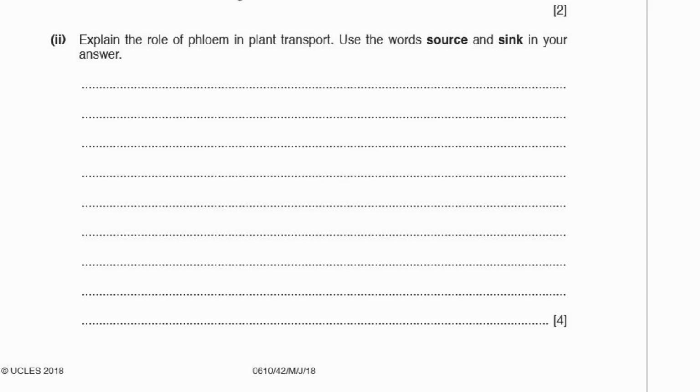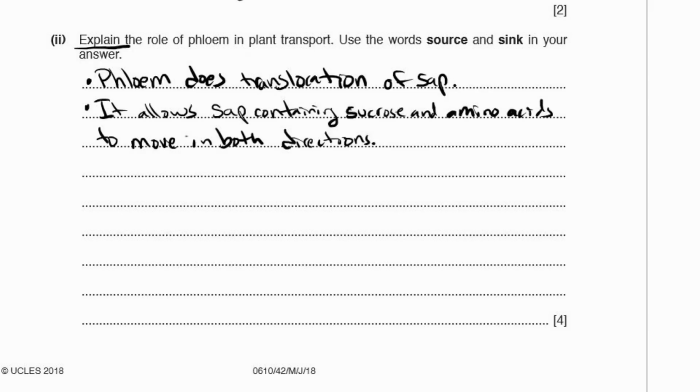2. Explain the role of phloem in plant transport. Use the words source and sink in your answer. So phloem is responsible for translocation. So phloem does translocation of sap. So what is translocation? Well, basically it moves the sap from place to place, from where it's made to where it's needed, the source to the sink. So it does that because it allows the sap that has the sugars and amino acids in to move in both directions. Obviously xylem only moves in one direction. So it allows sap containing sucrose and amino acids to move in both directions.